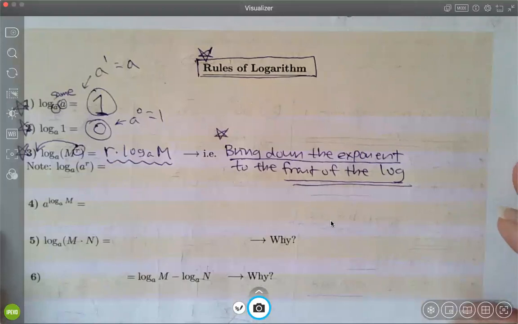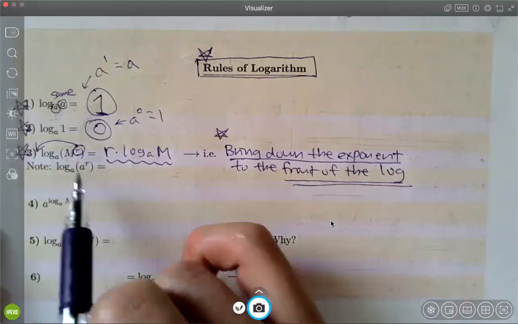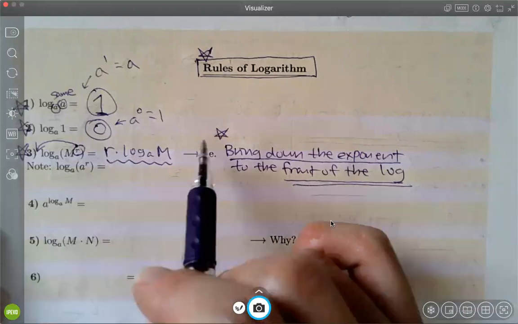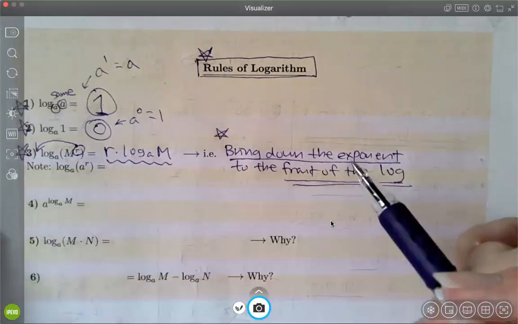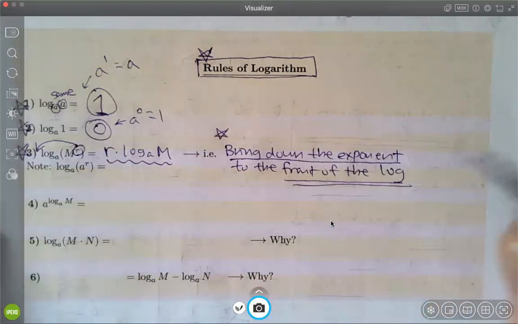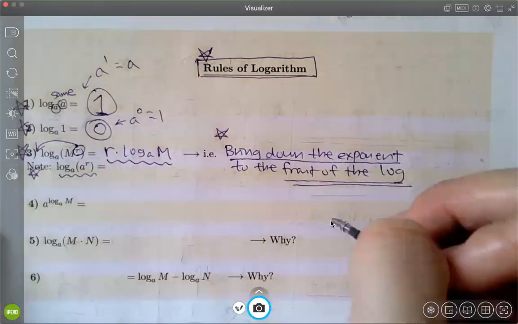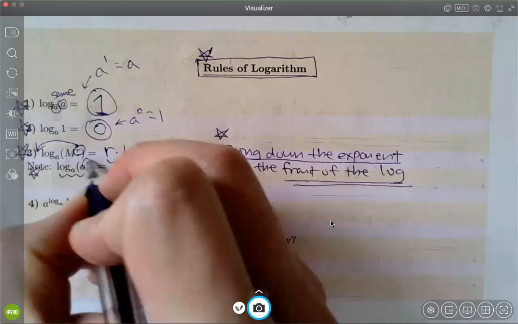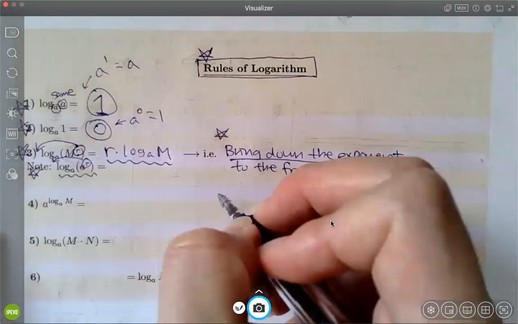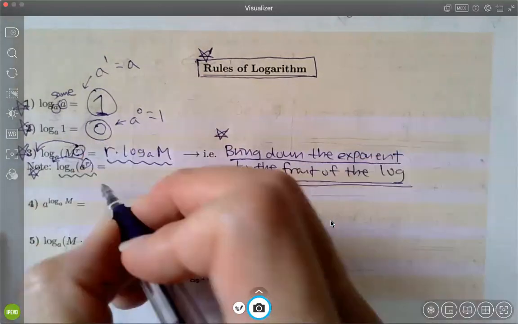Okay, so otherwise, in other cases, we cannot move the exponent. But if we take the log to the exponential form, we can move it and put it in front of the log. Now, in particular, if we have log A to the power R, what does that mean? We can still move the exponent and put it in the front. So we have R times log A, right?